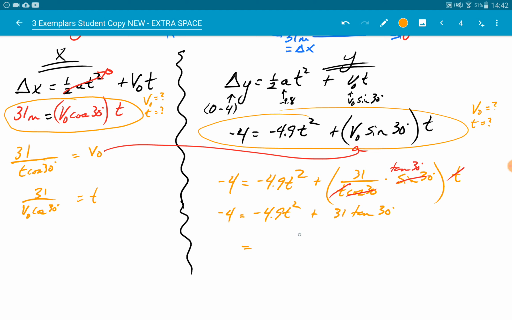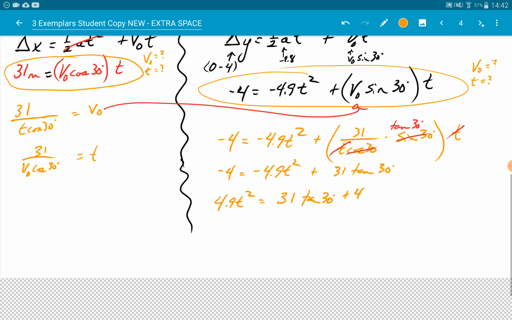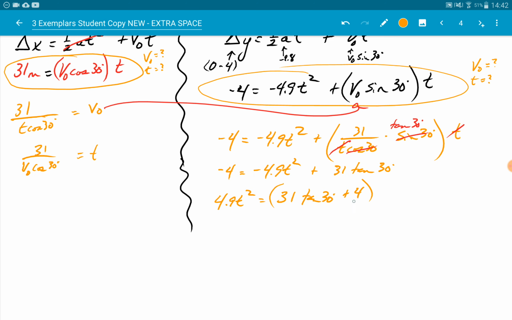I'm going to take the -4.9 t squared and move it to the other side so it makes it positive, because we want that positive anyways, and I'm running out of room on the left-hand side there. So 4.9 t squared, I'll move the -4 over to the other side as well. So I have 31 tangent of 30 degrees, whatever that is, just a number, plus 4. And you remember, this is just a number there. There's no variables there. It's just a number, right?